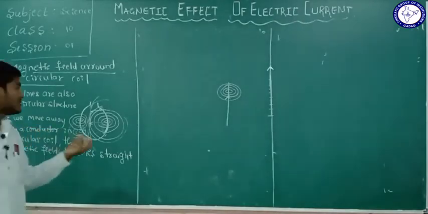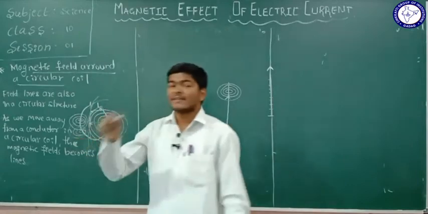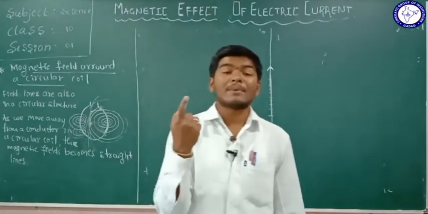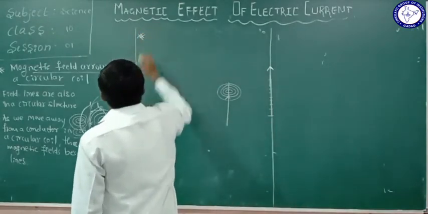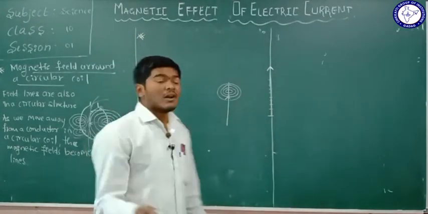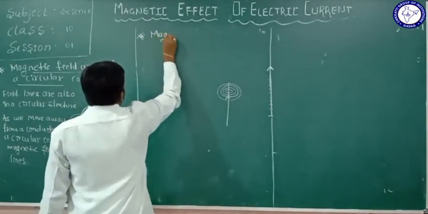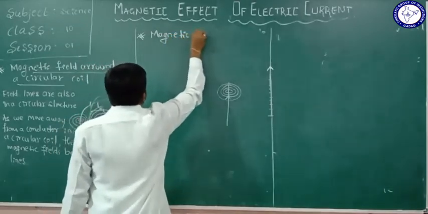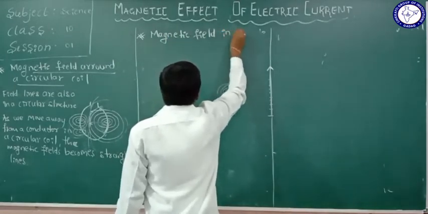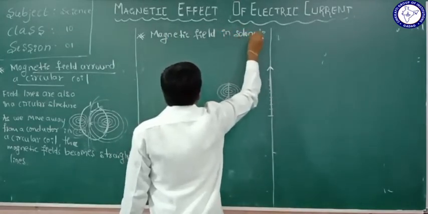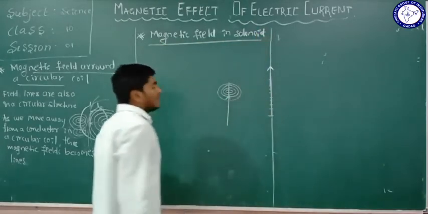Here I am considering only one coil. If a number of coils are present, what happens here? That is nothing but a solenoid. Magnetic field in a solenoid.